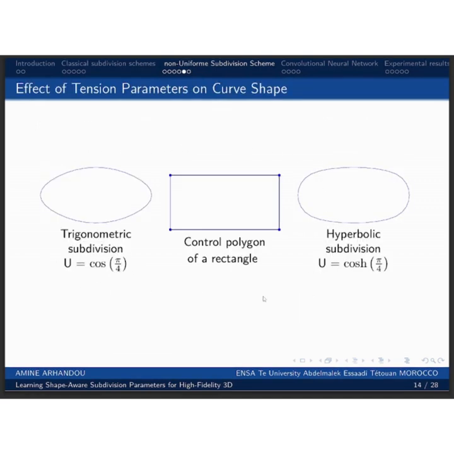We have here in this figure the effect of the tension parameter on curve sharpness. In the middle, this is the control polygon of a rectangle, and on the right, we have the hyperbolic subdivision. We used a tension parameter greater than 1. And on the left, we have the trigonometric subdivision. We used a tension parameter less than 1. This is a comparison of the trigonometric and the hyperbolic subdivision. It means non-uniform subdivision.